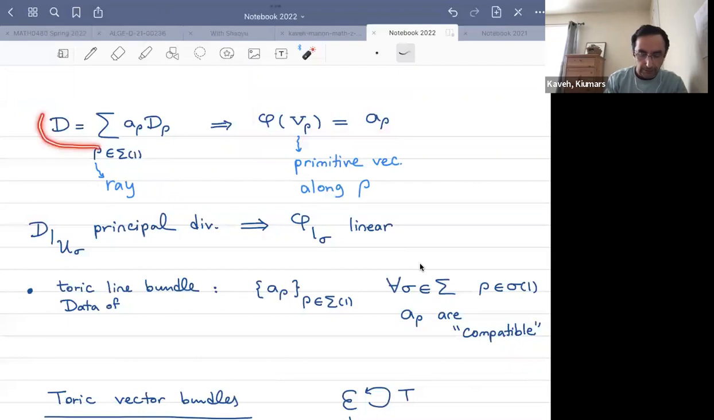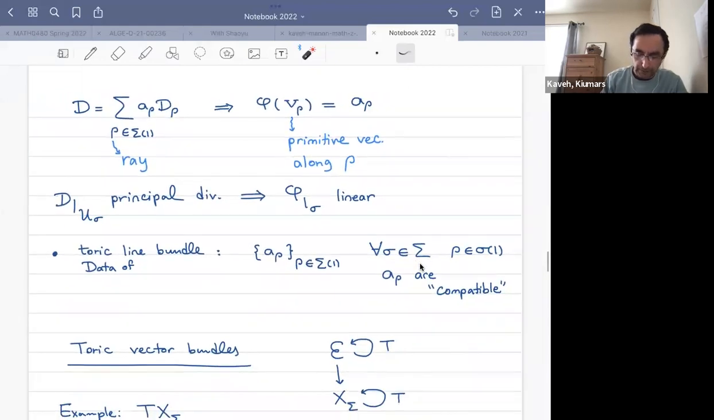Okay, and the construction of this piecewise linear function is simple. We look at the divisor. Each torus invariant irreducible divisor, or prime divisor, corresponds to a ray in the toric variety. Your invariant divisor is a linear combination of them. The values of the piecewise linear function on the rays, or on primitive vectors, is basically the coefficient of that prime divisor.